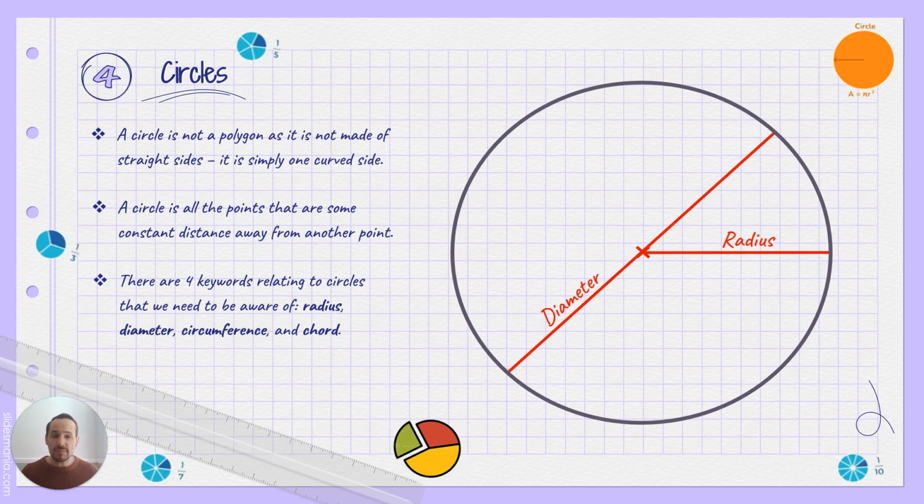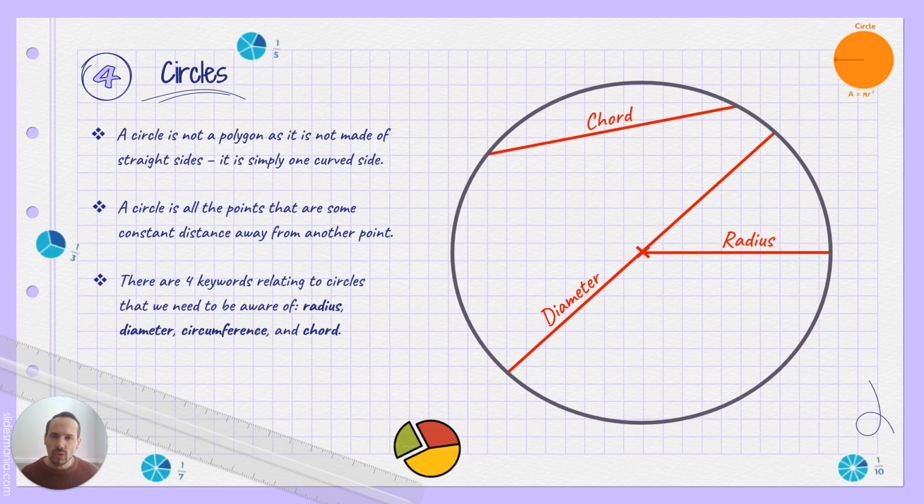Then we have the diameter, which is basically 2 lots of the radius. The diameter is going from one point on the circle to another point on the circle, going through the center. It's basically just 2 radiuses next to each other, or radii is the plural for radius.